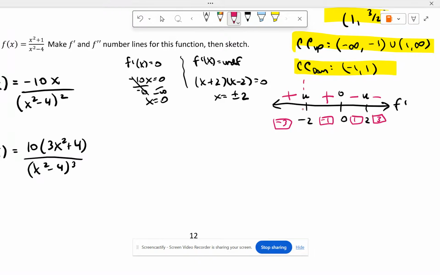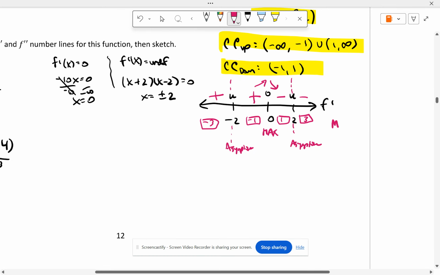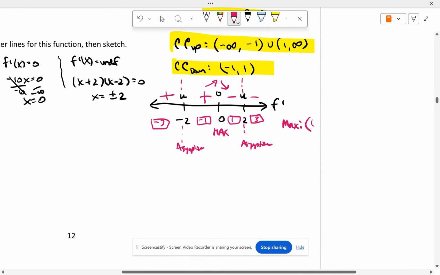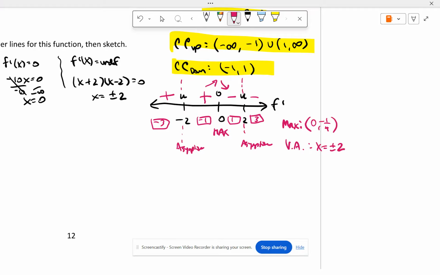So what is at this u here? An asymptote. What is at this u here? An asymptote. So the only thing that we can see if it's going to be a max or a min is 0. So we are changing from increasing to decreasing. Therefore, we have a max at x equals 0. I would plug that 0 into the original to get my maximum point. So it would be 1 over -4. So 0, -1/4. We have vertical asymptotes at x equals plus or minus 2.